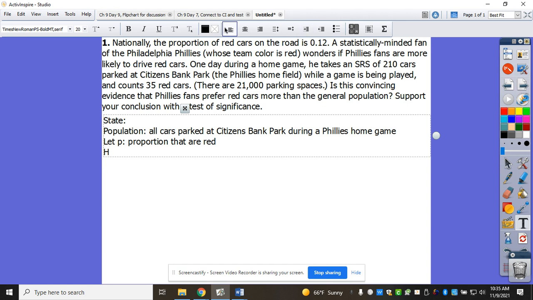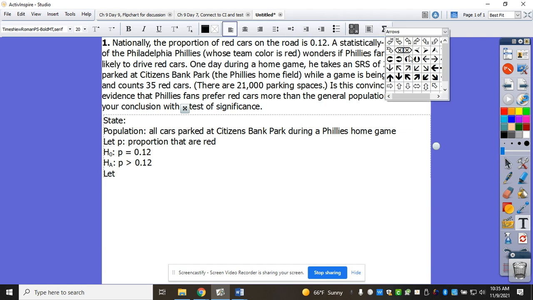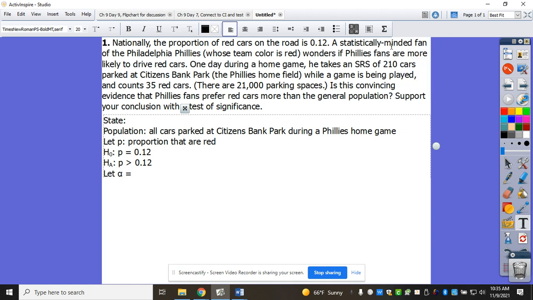Null hypothesis is going to be P what? And then our alternative instead is going to be, we think that it is. And then let alpha, does this one give us an alpha? I told you I typically tend to do that just to say I chose this. There wasn't one in there.